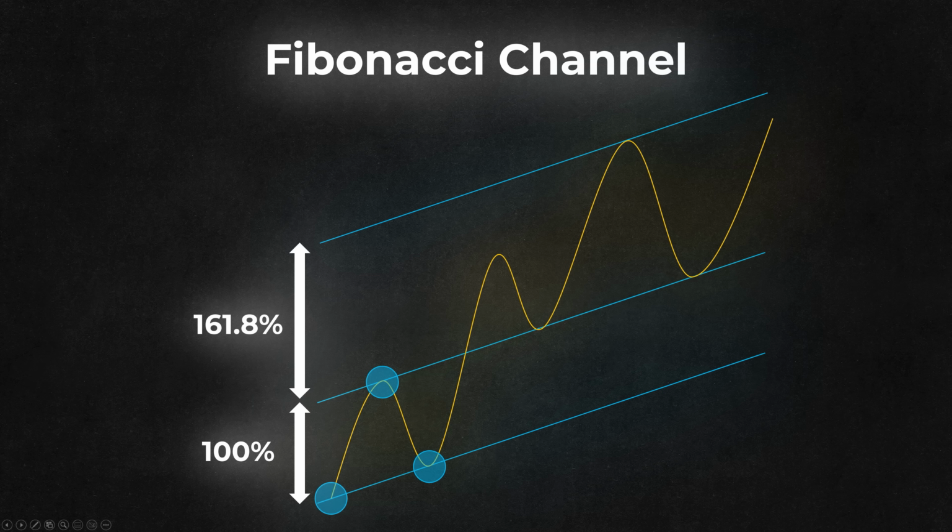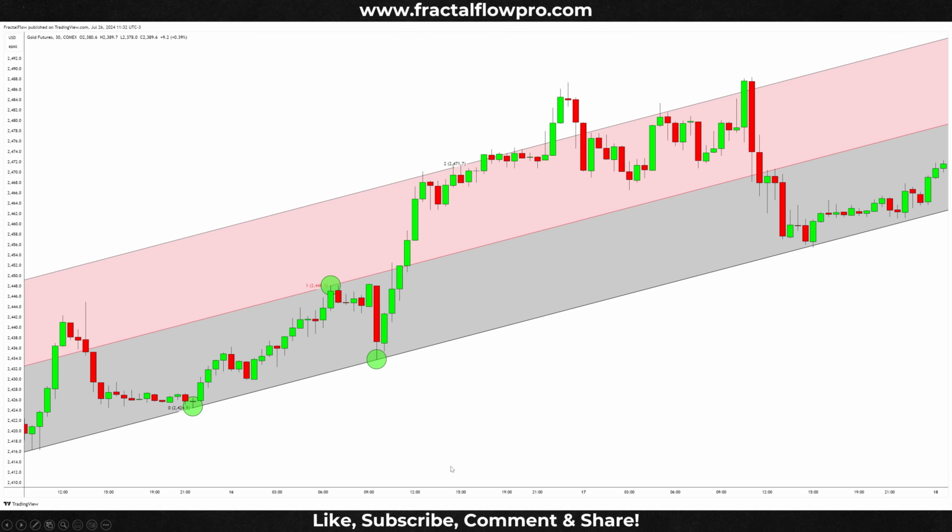For example, in this 30-minute chart of gold futures, we can see a standard equidistant channel plotted using the anchors highlighted in green. The angle is determined by the lows, and then it's duplicated to the high in between. The red channel is duplicated equidistantly to the upside. However, price continues to the upside, breaking the upper boundary of the channel.